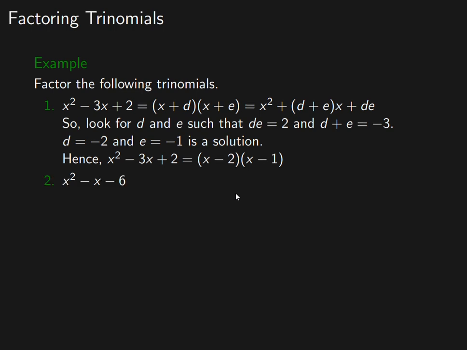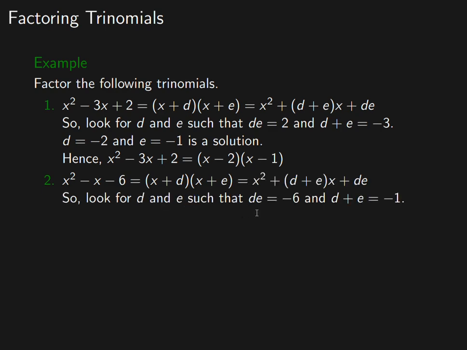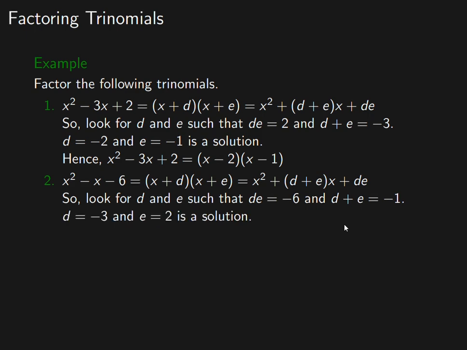So let's take another example. x squared minus x minus 6. We know that we look for two binomials such that the two numbers d and e have a product of minus 6, and when we add them we get minus 1. One solution is d equals minus 3 and e equals 2, or you can also take the vice versa. So x squared minus x minus 6 simplifies to (x − 3) times (x + 2).